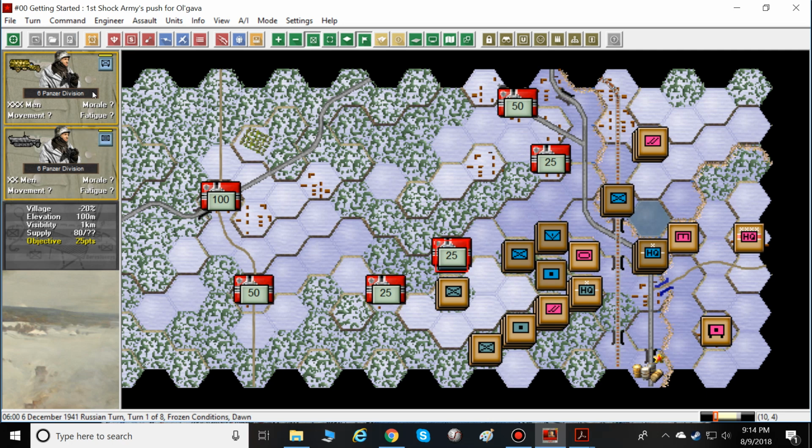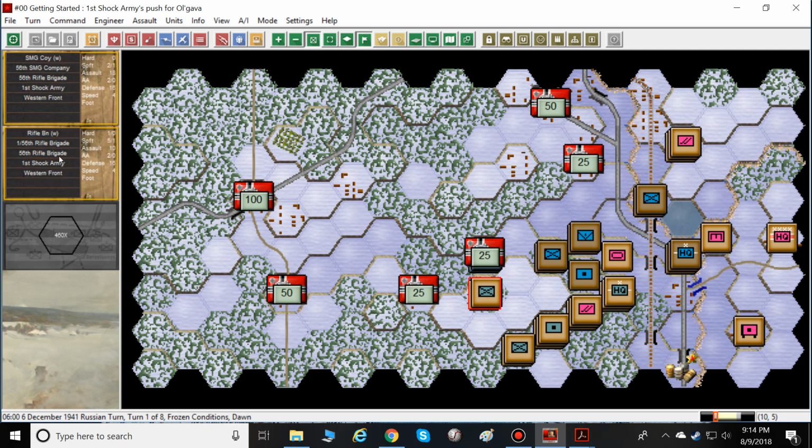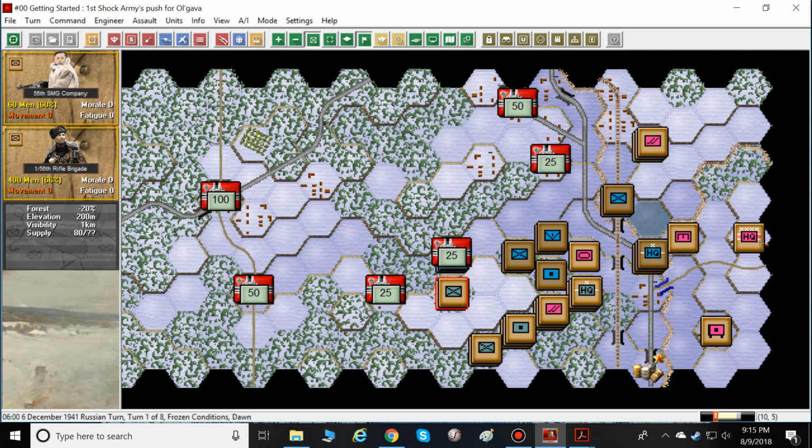I keep calling them squads, but I shouldn't call them squads. They're obviously going to be like battalions, or maybe companies or something like that. They're not squads because we're playing, of course, Panzer Campaigns, which is mostly at the battalion level of units. In fact, if we right-click on ours, we can see this is the 1st Rifle Brigade, part of the 56th Rifle Brigade, which is part of the 1st Shock Army, which is part of the Western Front.